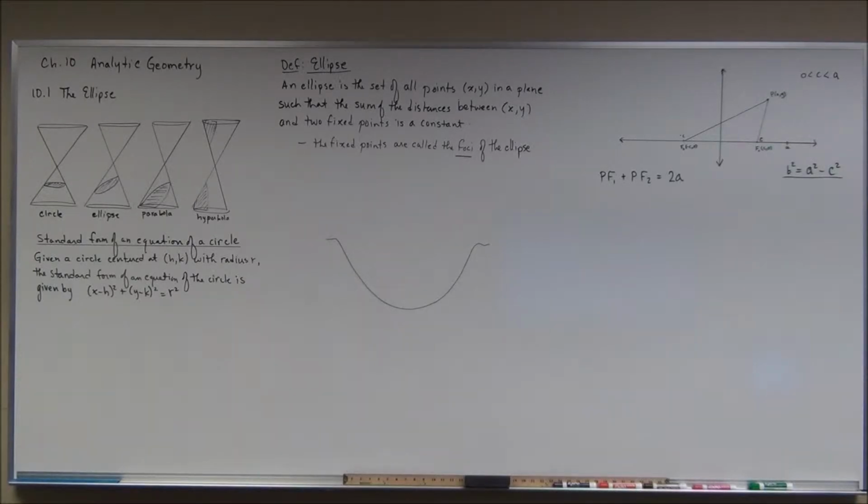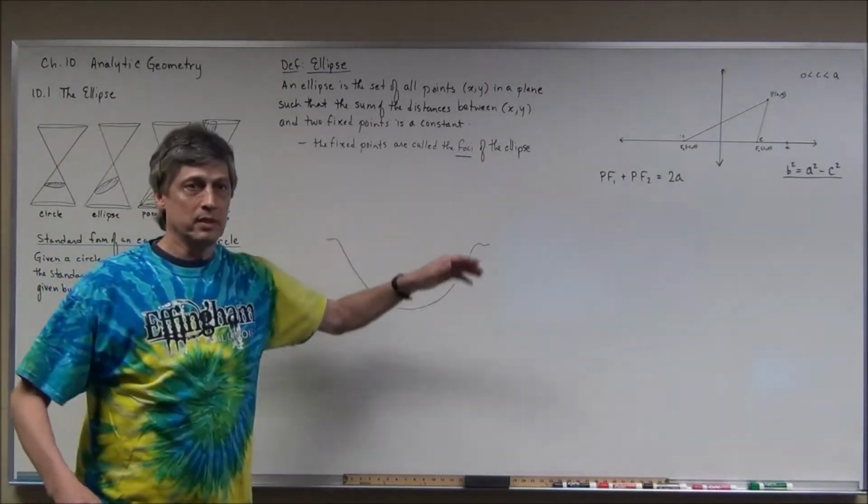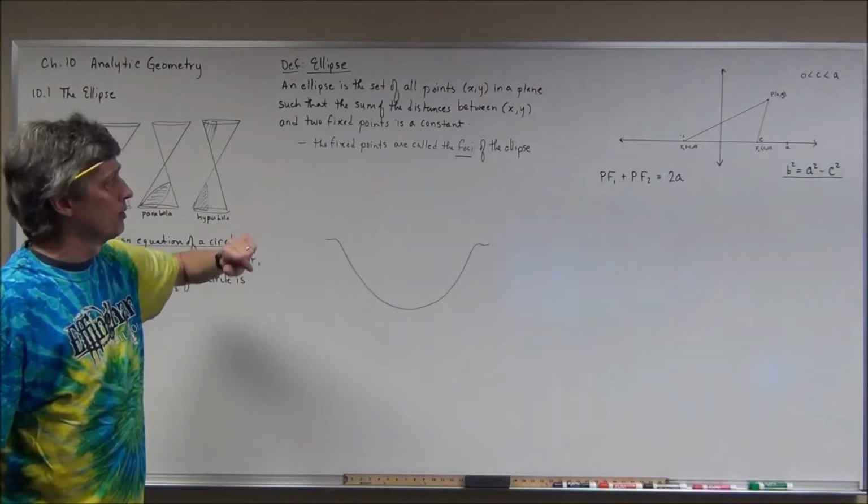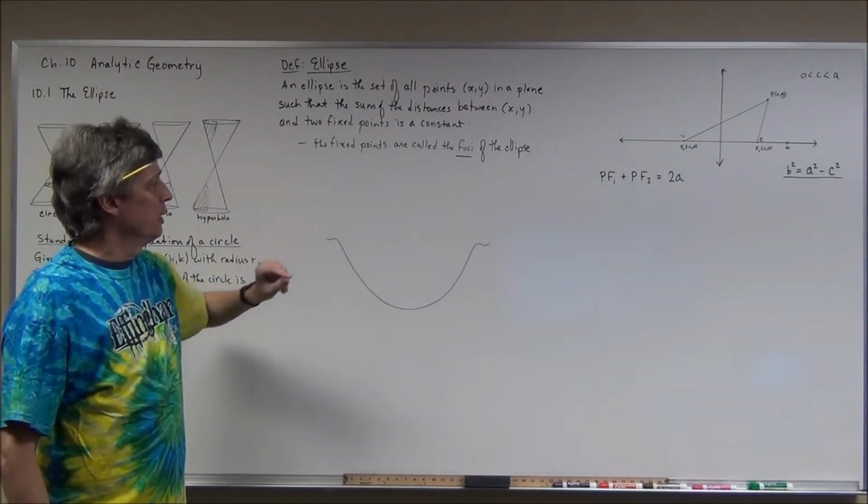An ellipse is the set of all points in a plane such that the sum of the distances between a point (x, y) and two fixed points is a constant. And the fixed points, as I've got written down here, are called the foci of the ellipse. The foci, that's the plural, singular is focus.